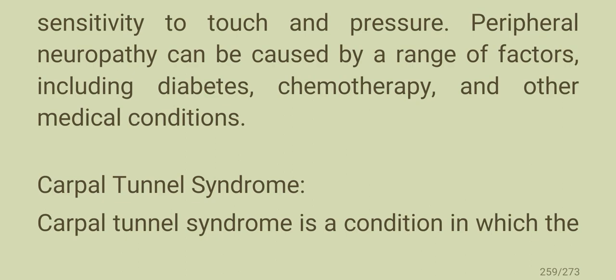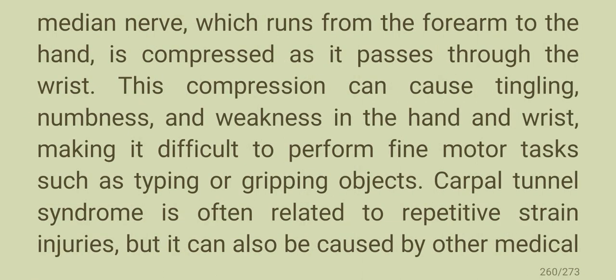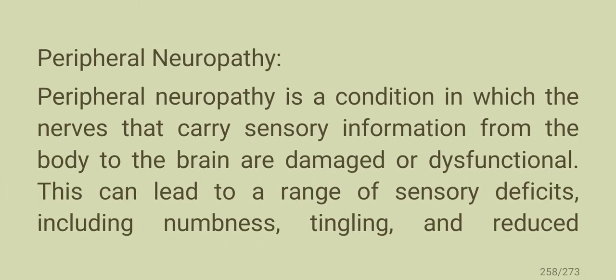Then, carpal tunnel syndrome. Carpal tunnel syndrome is a condition in which the median nerve, which runs from the forearm to the hand, is compressed as it passes through the wrist. This compression can cause tingling, numbness, and weakness in the hand and wrist, making it difficult to perform fine motor tasks such as typing or gripping objects. So, there are two diseases which are related with this mechanoreceptor dysfunction.